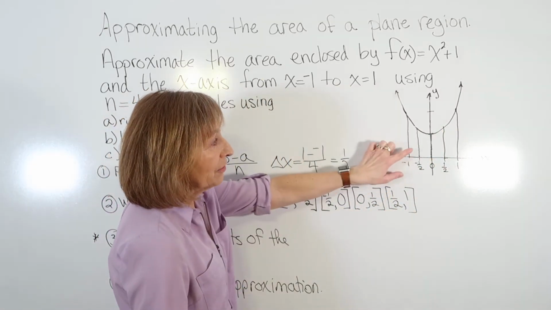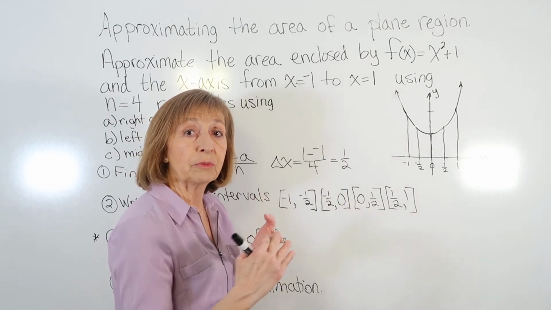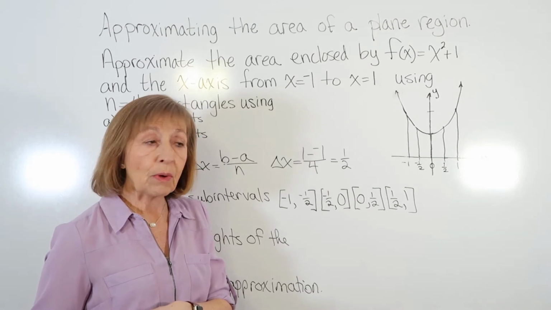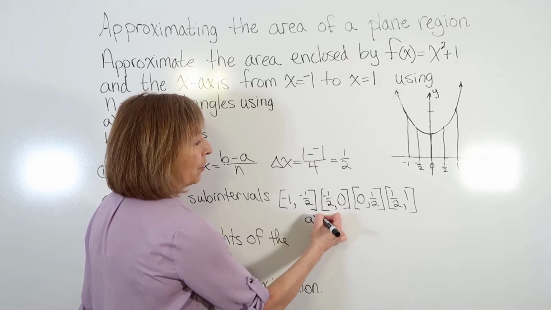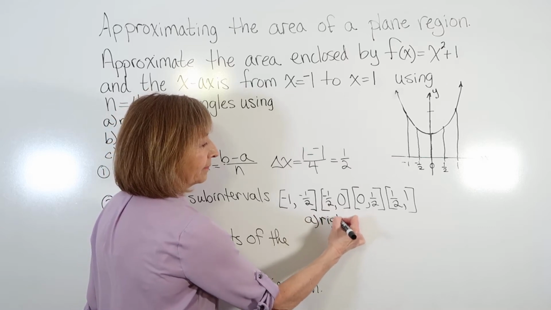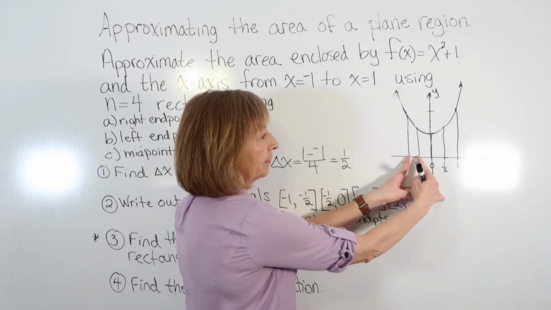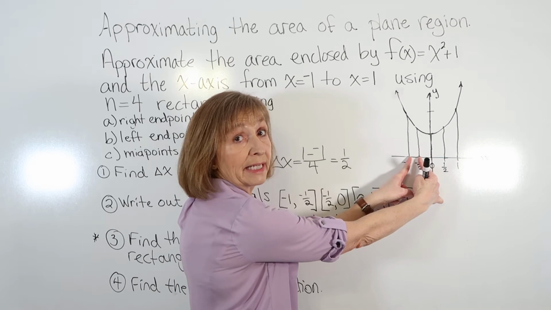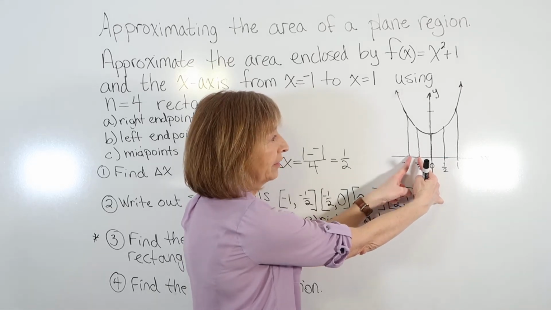Now, in each of these subintervals, I'm going to draw a horizontal line over depending on which of the endpoints we're using. So our first example is going to be with the right endpoints. So look at this first subinterval. I've got my left hand, my right hand. The right hand is pointing to the right endpoint of that first subinterval.